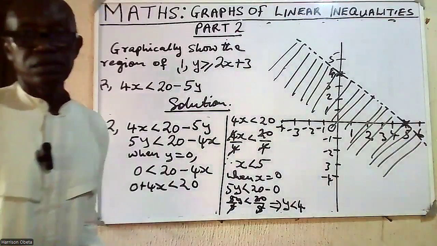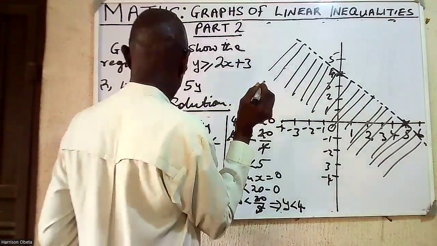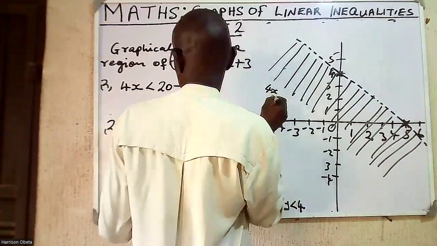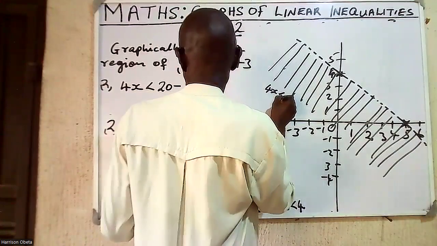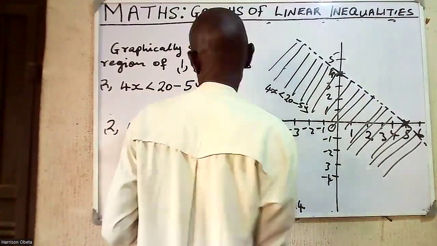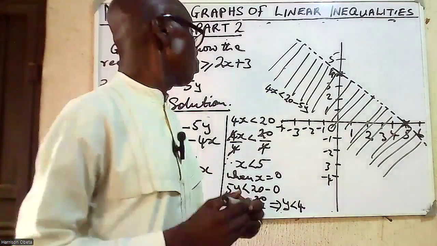So that is it, and that's the graph of 4x less than 20 minus 5y. So that is the graph of that. So that's the end of question number 2.